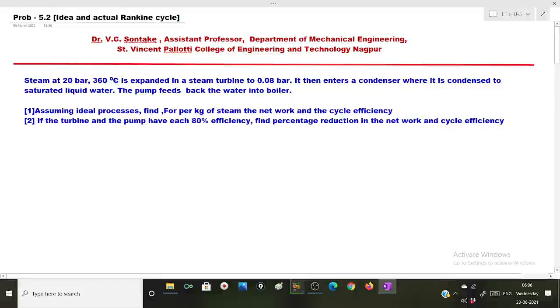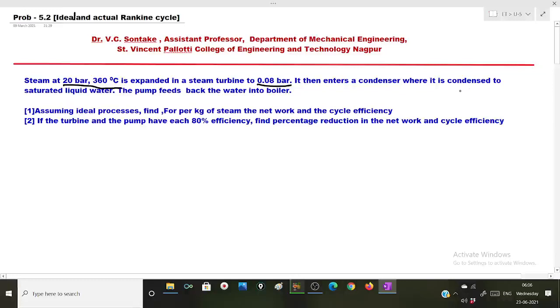Problem 5.2 is based on ideal and actual Rankine cycle. The problem statement goes like this. Steam at 20 bar and 360 degrees Celsius is expanded in a steam turbine to 0.08 bar. It then enters a condenser where it is condensed to saturated water.